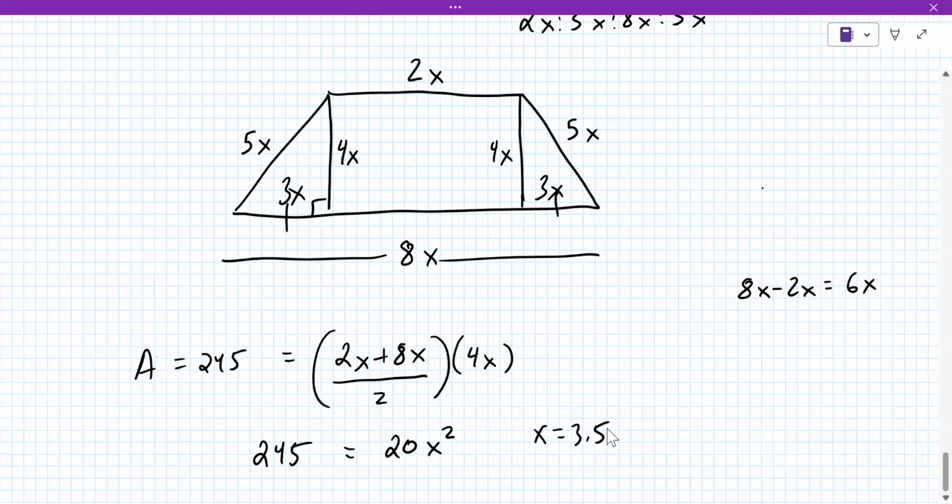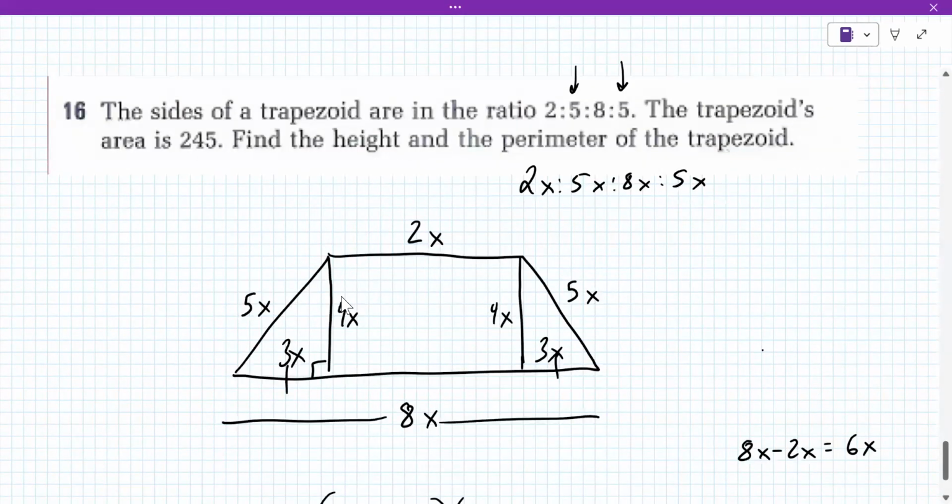Now that's enough to be able to find the height, which is 4x, and then the perimeter, which is adding up all the x's all the way around. So first find the height, and then you can either find each of the lengths, the 2x times 3.5, or 2x plus 5x plus 8x plus 5x, or you can just add them all together and multiply by 3.5. Totally up to you. Work that out here for the height and then the perimeter, please.